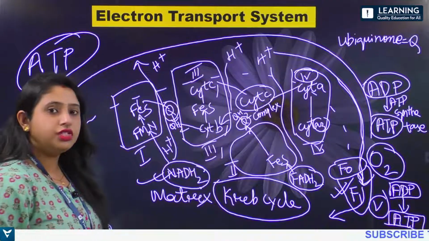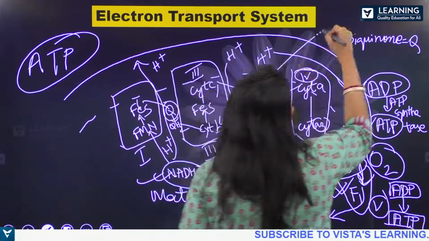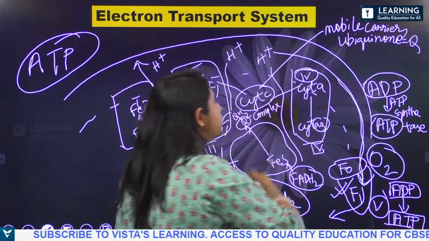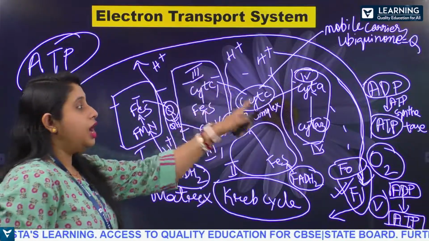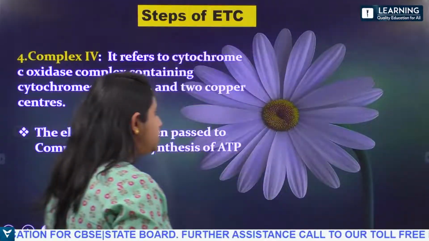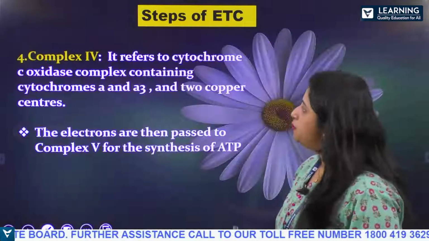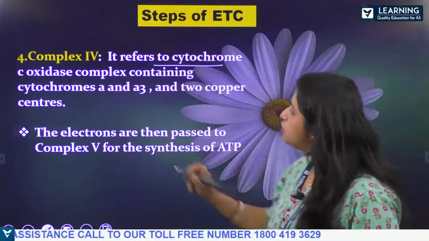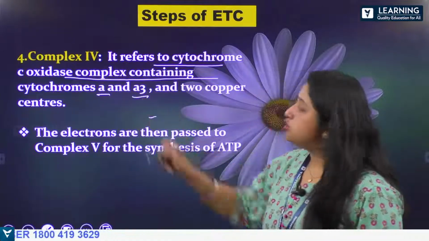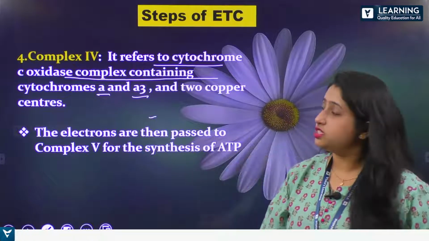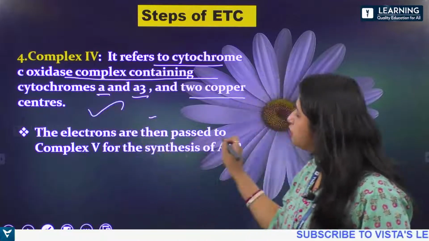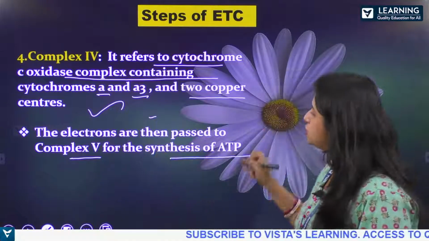So cytochrome C is basically a mobile carrier of electrons, transferring the electrons between complex number 3 and complex number 4. All right. Next, what happens in complex number 4? Complex number 4 refers to the cytochrome C oxidase complex containing cytochrome A and cytochrome A3. Further, the cytochrome C gets oxidized by cytochrome A and cytochrome A3 and two copper centers, and the electrons are then passed to complex 5 for the synthesis of ATP.